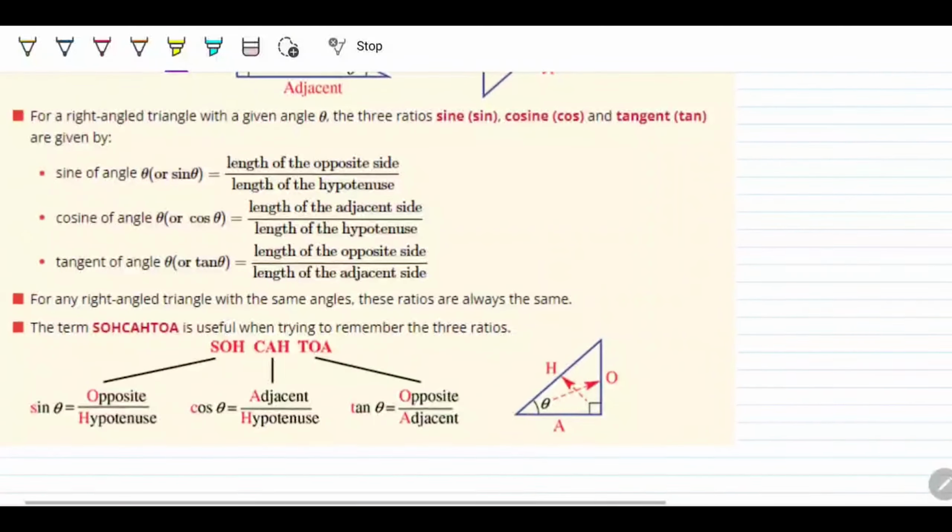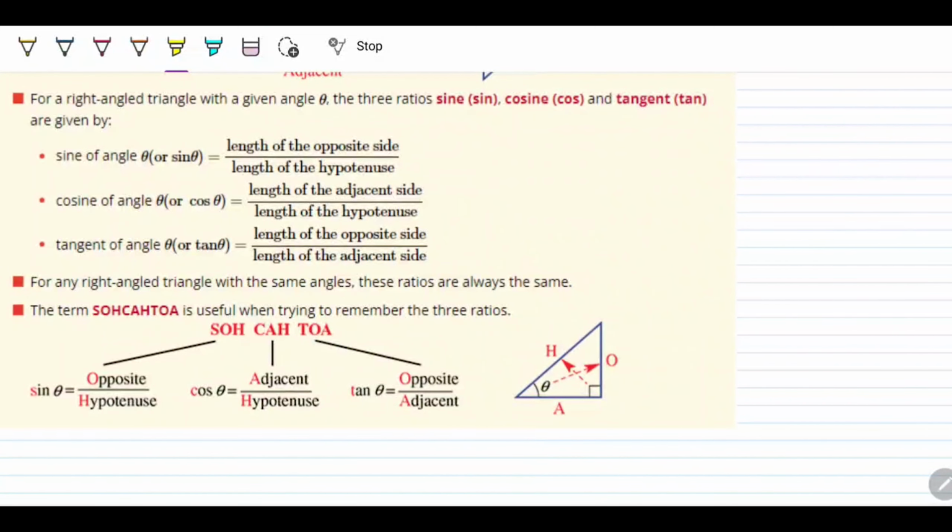For a right angled triangle with a given angle theta, the ratios that we need to understand are sine, cos, and tan. Okay, so the ratios are given by the following. If we look at the sine of an angle, or sine theta, this is going to be the length of the opposite side over the length of the hypotenuse. If we're looking at cos theta, or cosine, then the length of the adjacent side must be divided by the length of the hypotenuse. If we're looking at the tangent of an angle, or tan theta, this must be the length of the opposite side divided by the length of the adjacent side.